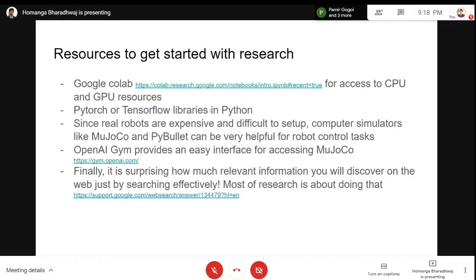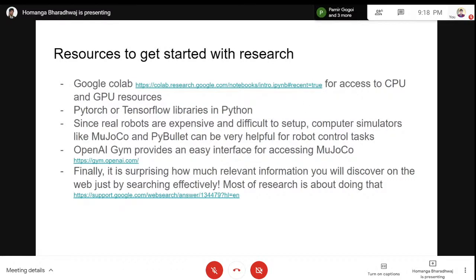And particularly for robot learning, because real robots like the one I showed you, the quadruped, are very expensive and difficult to set up, computer simulators have emerged. I also showed you the simulator for the particular quadruped. Those simulators are very helpful, and they're democratic because anyone can use them.